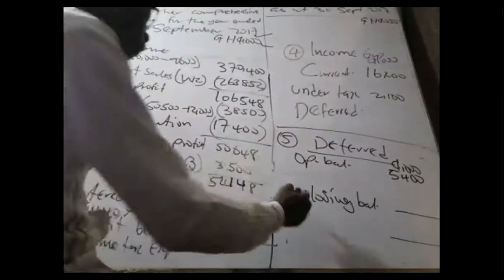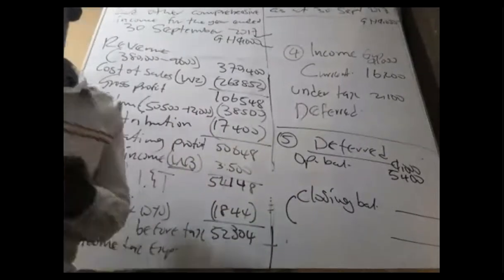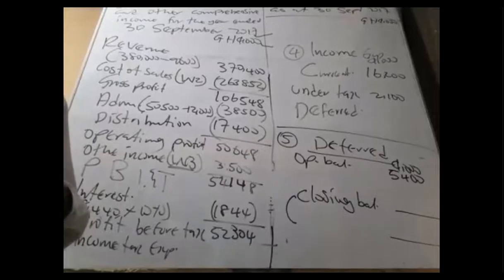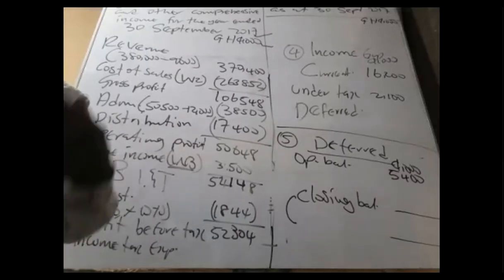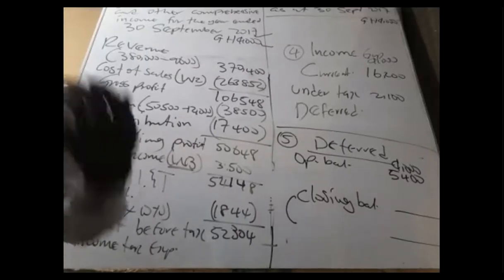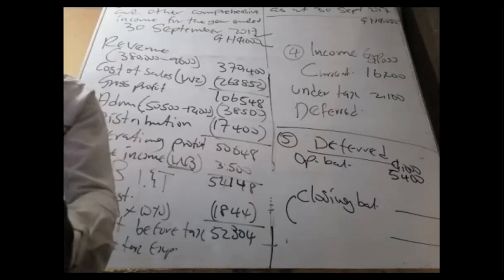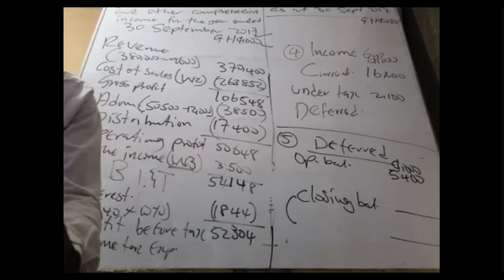Closing balance, open a bracket. Here, they have to give you the temporary difference, the carrying amount of the net assets and their tax base, so that we can find the difference. And the difference represents the temporary difference. Then you multiply by the tax rate currently enacted or subsequently enacted. The current tax rate or the subsequent one.